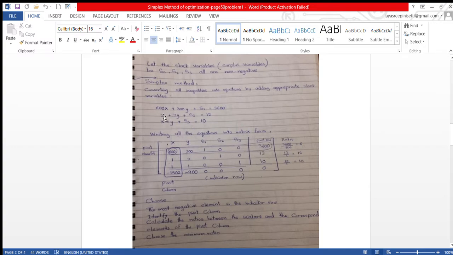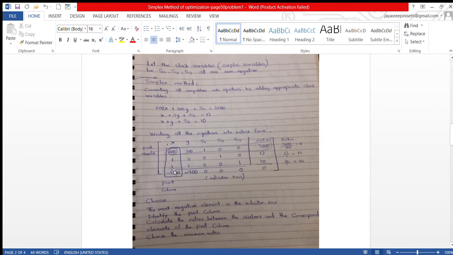Then go for the second equation. What is the coefficient of X? 1. Coefficient of Y? 2. Coefficient of S1? 0, because there is no S1 in that equation. Coefficient of S2? 1. Coefficient of S3? 0, since there is no S3 in equation 2. In the third constraint equation, the coefficients of X and Y are 1, 1, then 0, 0, 1, because S1 and S2 are not there in the third equation. In the right hand side, scalar matrix, 10 here, and in the second equation 12.